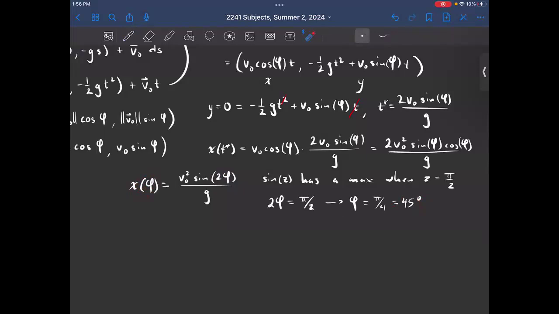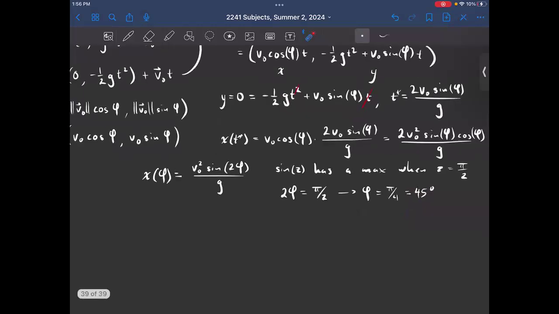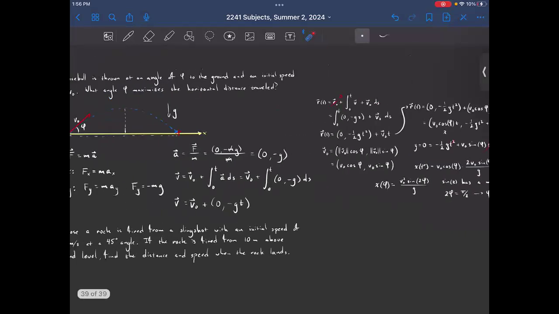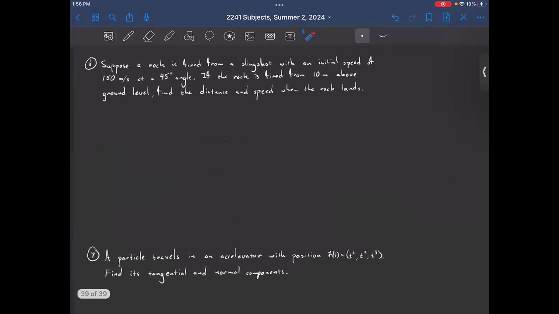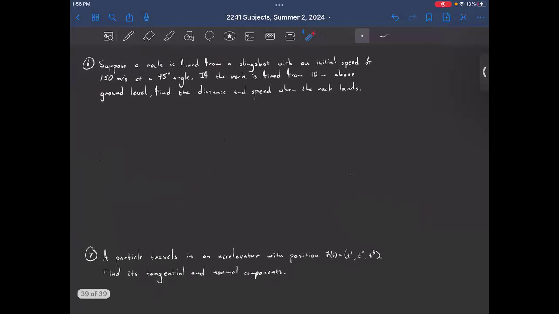Given no air resistance or anything, of course, but this is pretty good as an approximation. Okay, so that solves that problem for us. Next, we have another projectile motion problem. This one gives us some actual numbers.